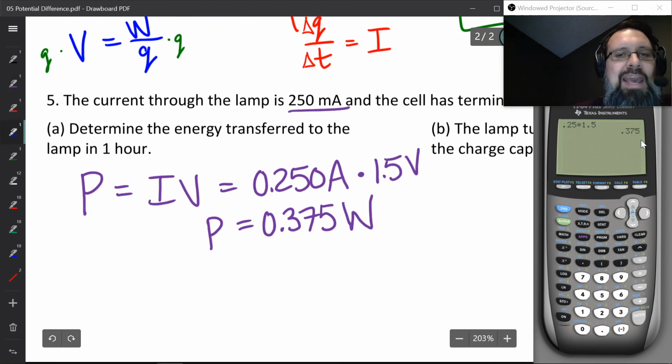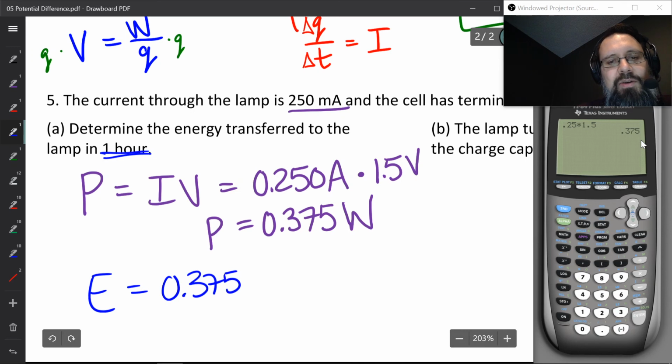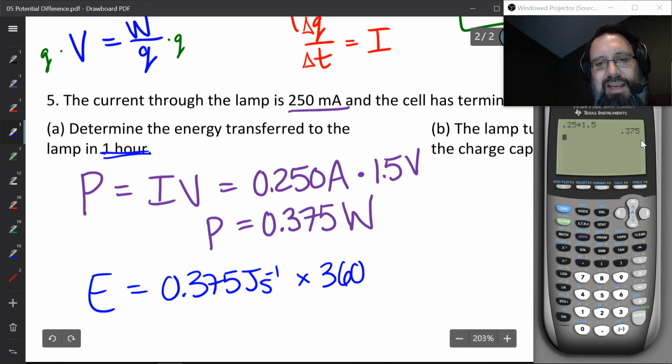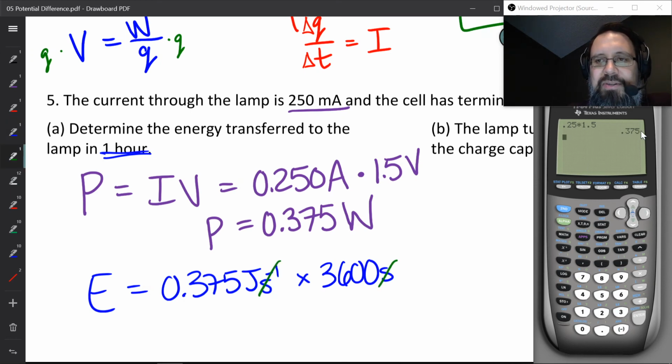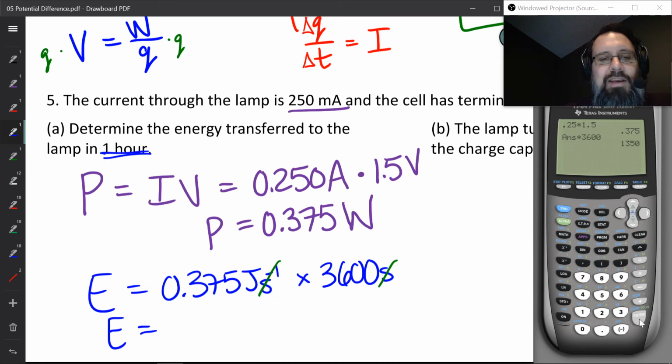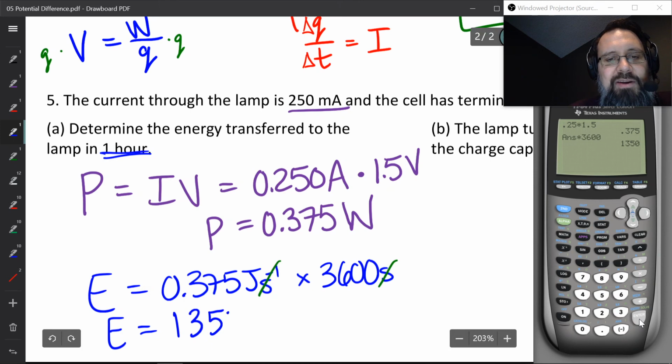Nope, because this is the energy per second, but we want an hour. So to figure out the total amount of energy, we take 0.375 joules per second and multiply by how many seconds are in an hour, which is 60 times 60, so 3,600 seconds. The per seconds and seconds cancel out, and we get 1,350. So this lamp, if we left the circuit connected with the battery powering the lamp for an hour, would consume 1,350 joules of energy.